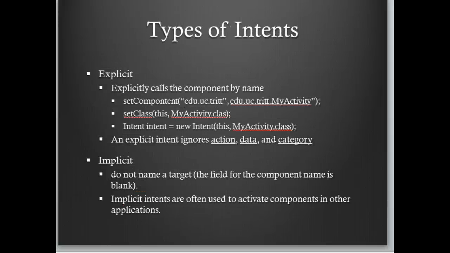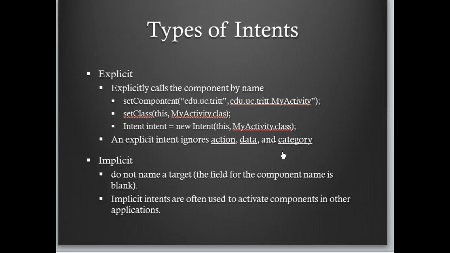Okay, types of intents, we've talked about this before. We have explicit, where we're explicitly defining a target. We're saying, I want to call my activity.class. Okay, it ignores action, data, and category, which we don't know about yet, but we're about to see. So explicit intents are the kind of intents we've been using so far. We explicitly name a target or what we want to do.